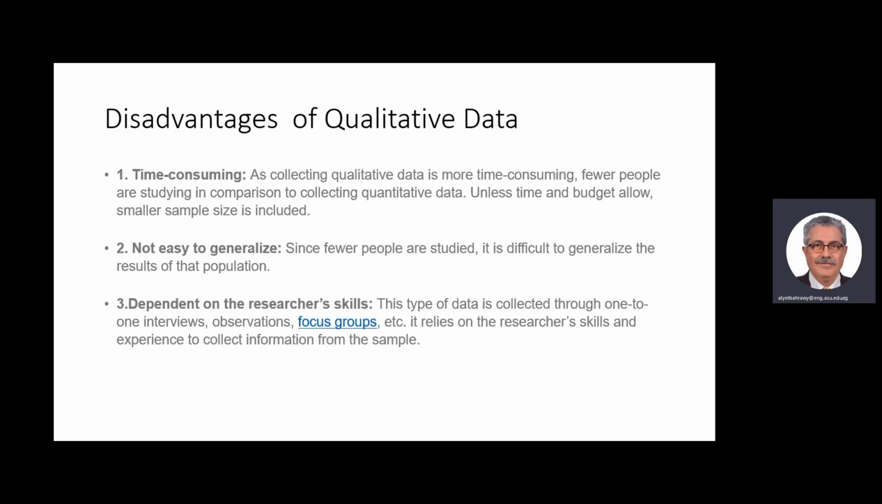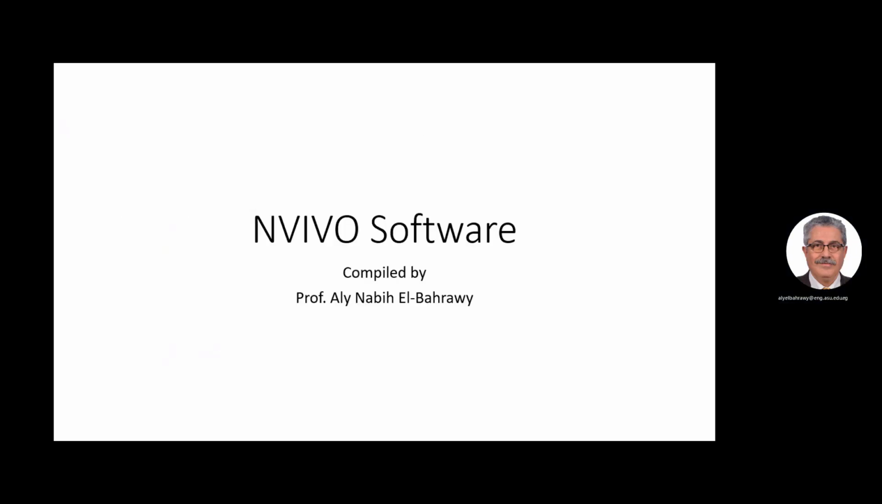The third point is that qualitative data is dependent on the researcher's skills. This type of data is collected through one-to-one interviews, observations, focus groups, etc. It relies on the researcher's skills and experience to collect information from this sample.